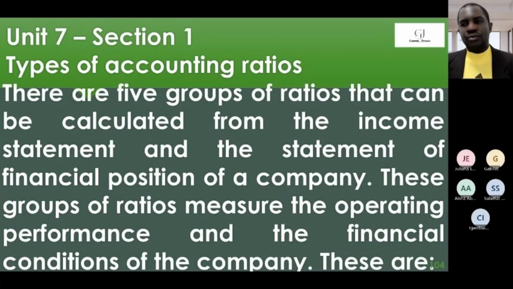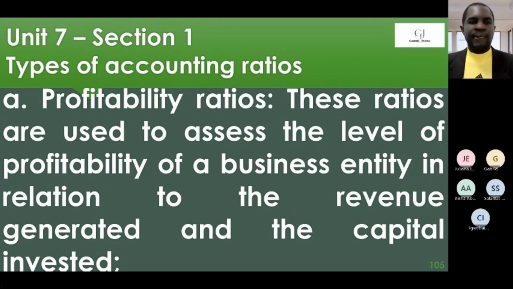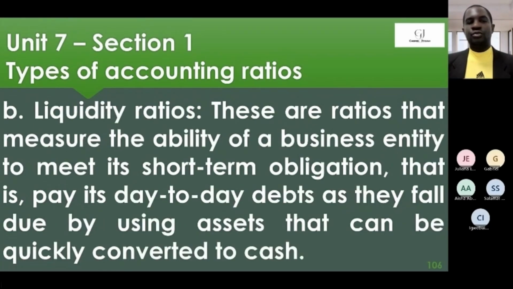Okay, so there are 5 groups of ratios that can be calculated from the income statement. We've talked about them. This group of ratios measures the operational performance and financial condition of the company. So the first group is profitability. I'll be looking at that in detail. We are looking at the level of profit the company has generated from the capital invested in the company. Number 2, liquidity. We've spoken about that briefly.